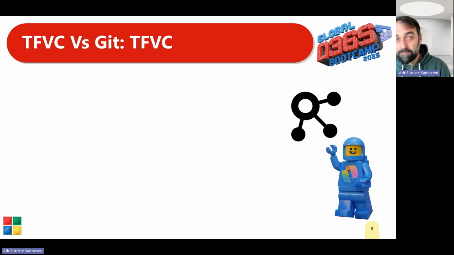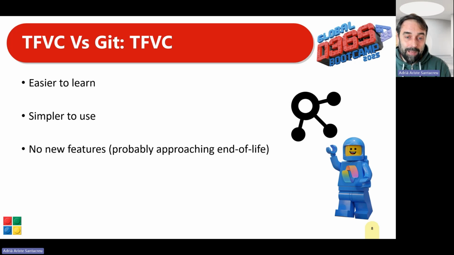TFVC is good enough. It's easier to learn than Git. It's simpler to use. But, and this is the bad news, it has no new features, and it hasn't been announced, but to me it looks like it's approaching end of life. That depends on how your team will work, choosing between one or the other, but TFVC has been really good.